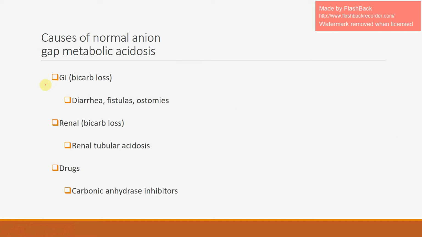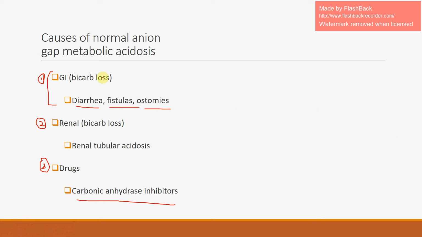The way I'm thinking about it, I try to break it down very simply, is thinking about GI losses as the first cause, renal losses, and third, really a subset of renal losses, is drugs, specifically carbonic anhydrase inhibitors. So let's break things down first. Let's look at it from the GI point of view. The most common causes would include diarrhea, fistulas, and ostomies.